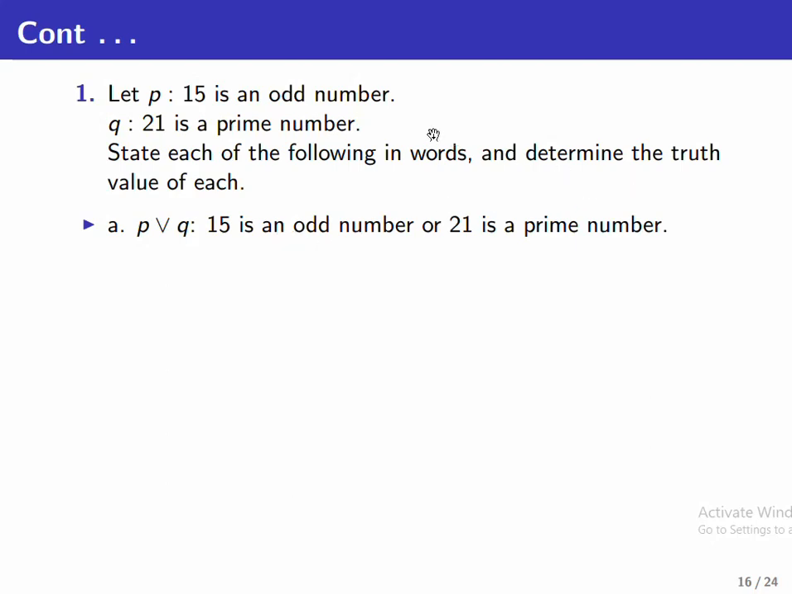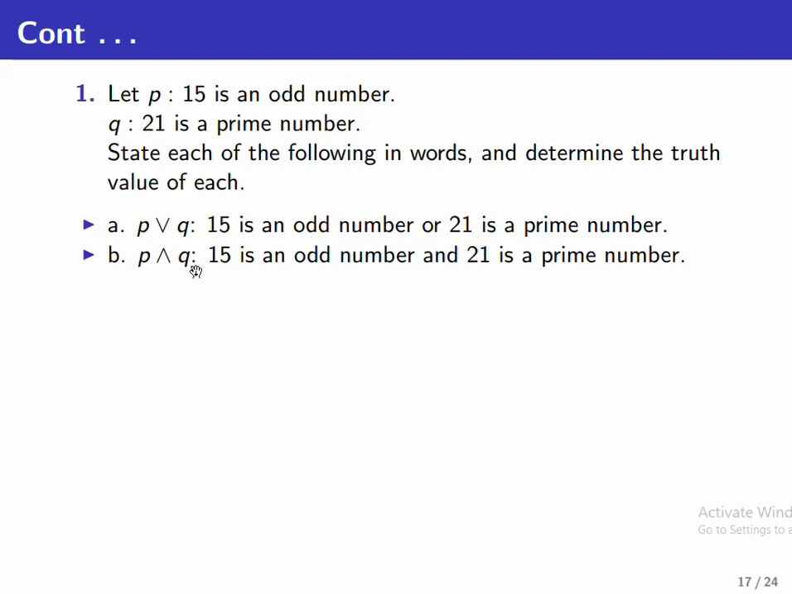What is the truth value for this? Since 15 is an odd number, this is true, because 15 is not divisible by 2. So P is true. Q, 21 is a prime number, is true or false? It is false, because 21 is not prime; rather 21 is a composite number. As a result, P has truth value true and Q has truth value false. Therefore, P or Q is true.